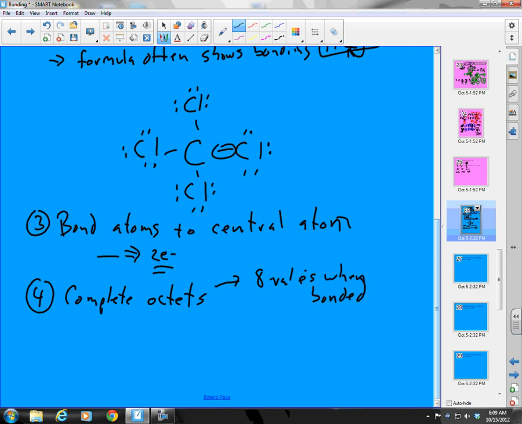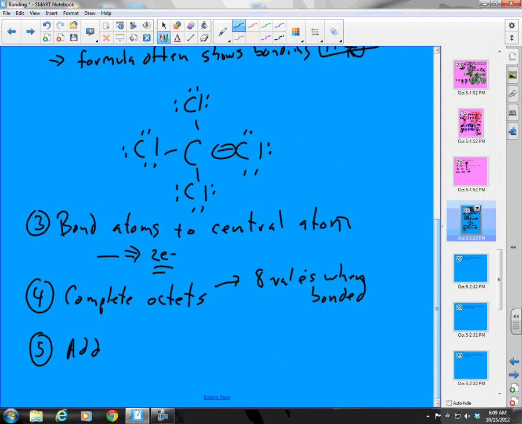How many are on my carbon? 2. Oops, can't put a dot there. That line is 2, this line is 2, this line is 2, and that line is 2. So my carbon has 8. So my chlorines and my carbon all have 8. Good.